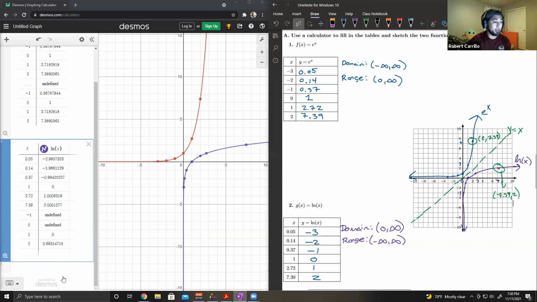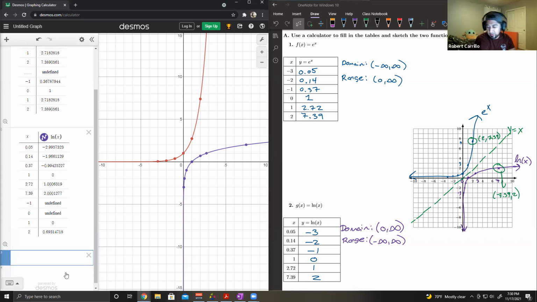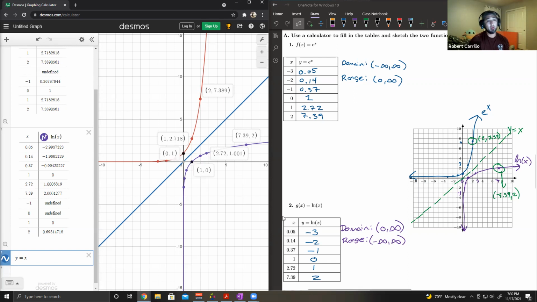Okay, and even better, using Desmos, it looks prettier. My drawing's prettier, but you get it. So using Desmos, if I click on this point and I click on that point, you see that these are definitely symmetrical across this line, y equals x. And you can click on any point you want. There it is, 1 and 2.71, and then 2.72 and 1, 0 and 1, 1 and 0, -3 and 0.05, 0.05 and -3.